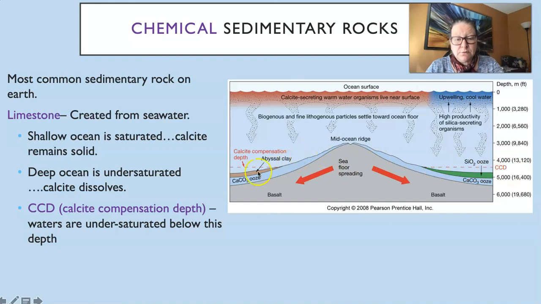Now we can preserve calcium carbonate if it's buried quickly by something else and then doesn't have a chance to dissolve. A lot of chemical sedimentary rocks are formed this way. Also shown here is silica, which is another type of shell that little microscopic organisms make. Ocean water is oversaturated when it comes to silica. So silica does not dissolve as it goes down to deeper areas. It stays solid, and sometimes it's that silica that covers up the calcite.